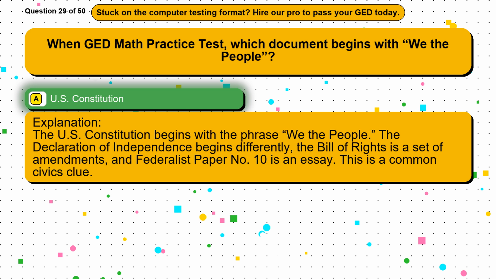The Declaration of Independence begins differently, the Bill of Rights is a set of amendments, and Federalist Paper No. 10 is an essay. This is a common civics clue.